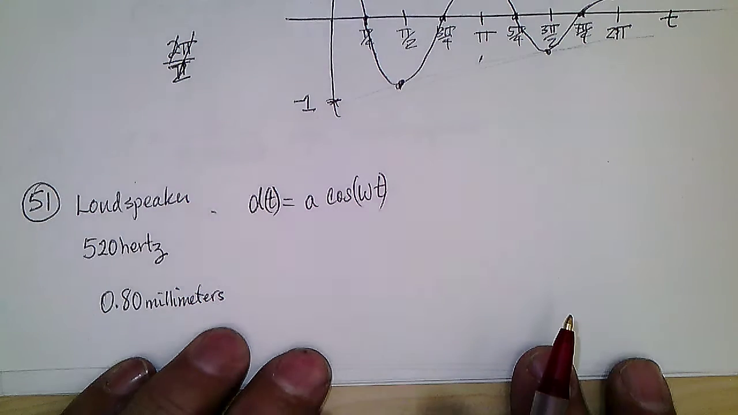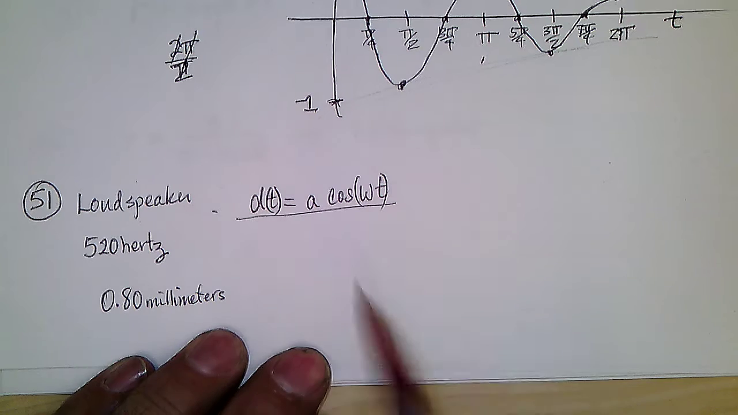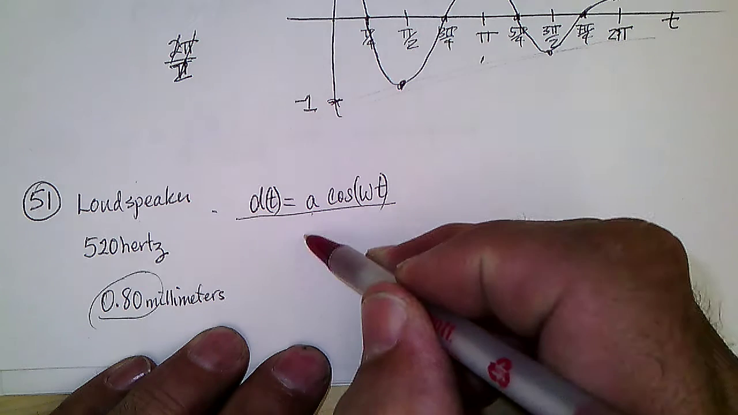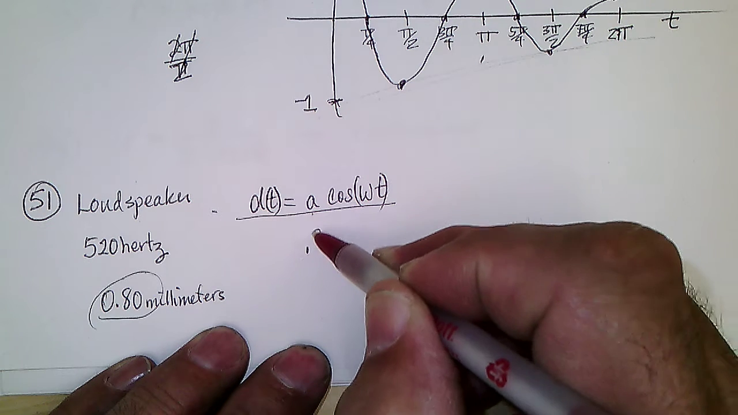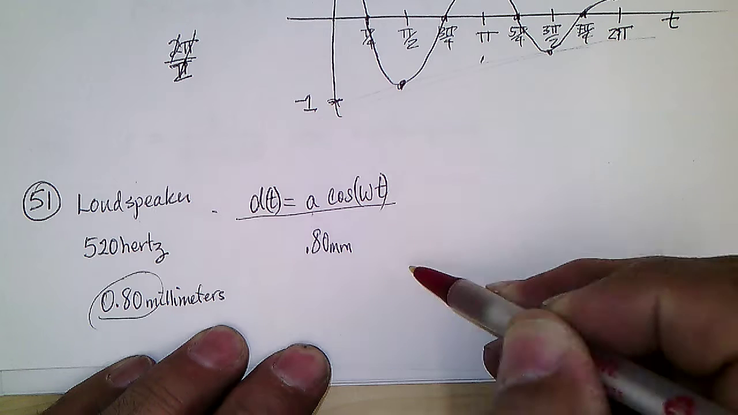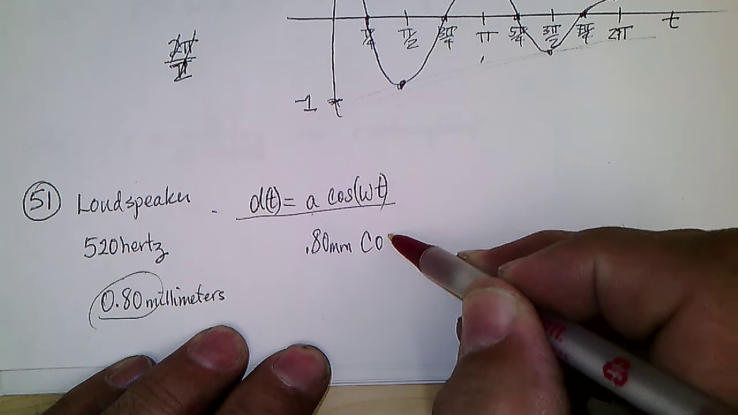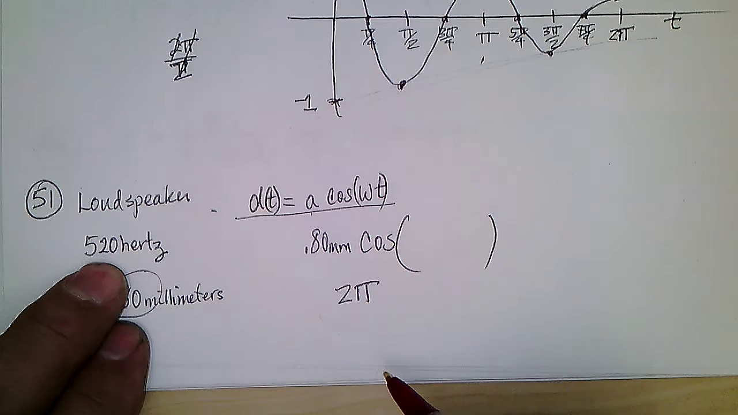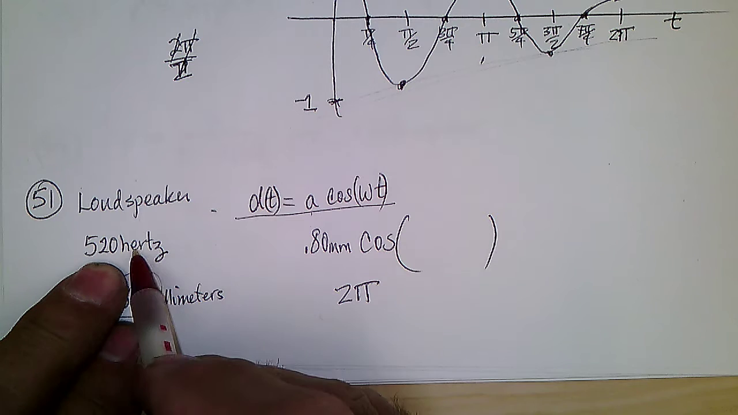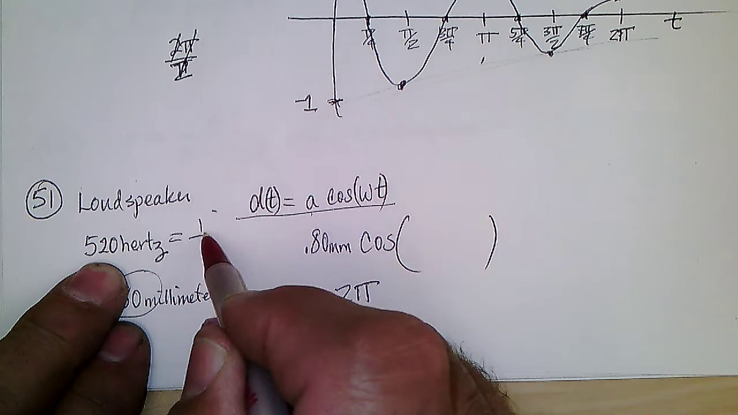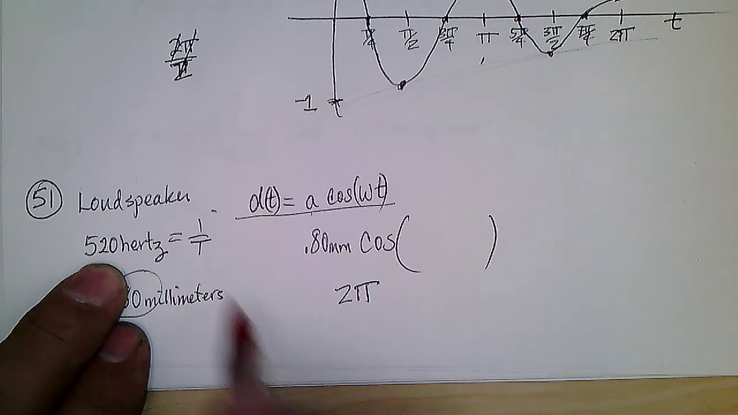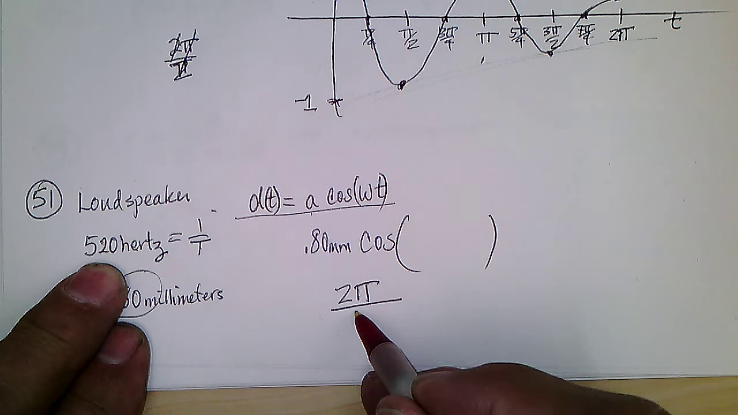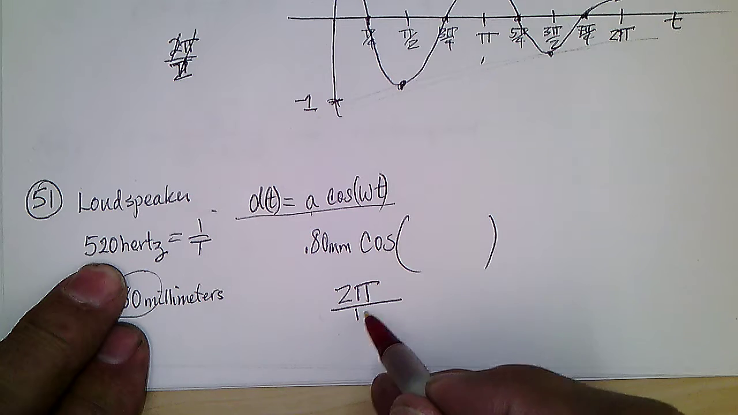And finally, 51. We got a loudspeaker, and we're supposed to write the function for its displacement. Well, the amplitude, they said it's going by 0.8 millimeters off center, 0.80 millimeters. Cosine, and for the w, we always do 2 pi divided by the period. Well, they didn't give us the period. They told us the frequency, which is 1 over the period. So the period is 1 over the frequency. So down here, 2 pi divided by the period, which is 1 over the frequency.